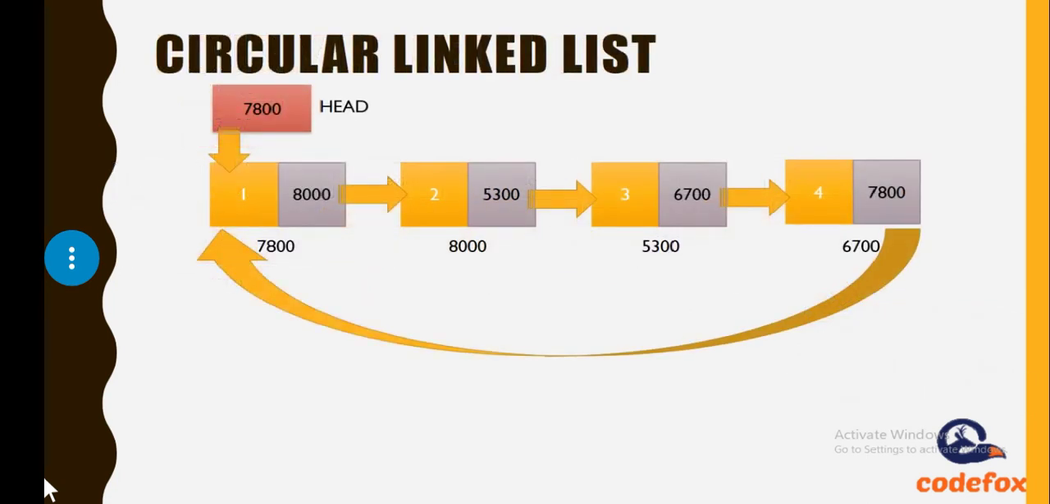Now let's see what is circular linked list. Circular linked list is somewhat similar to singly linked list, but in singly linked list we have null here. But obviously as the name defines, we are going to have some circle here. So we have replaced this null with the first node's address to form a cycle. You can see a link is created between the fourth node and the first node. This forms a cycle in the circular linked list.